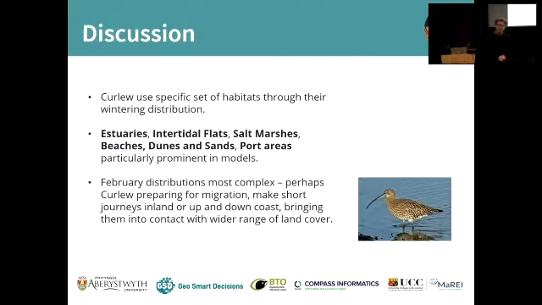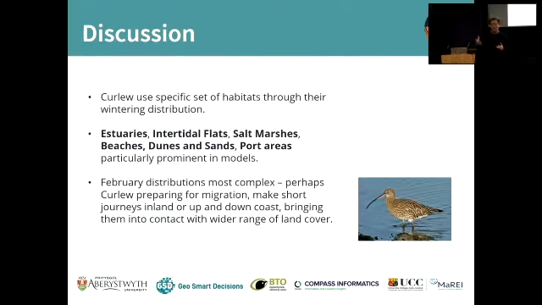So it seems from this that we've got evidence that curlew are using quite specific sets of habitats over their wintering distribution: estuaries, intertidal flats, salt marshes, beaches, dunes and sands, and port areas, which is probably somewhat artifactual, but nevertheless, port areas is probably a bit of a proxy for coastal regions. Those feature prominently. And then we saw that the February distribution seemed to be a bit more complex.